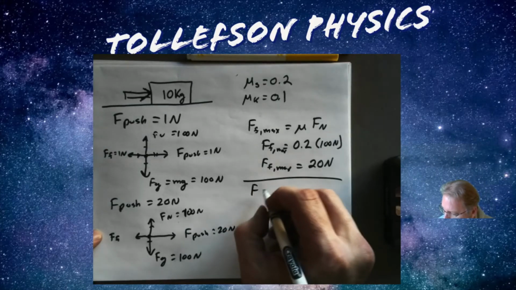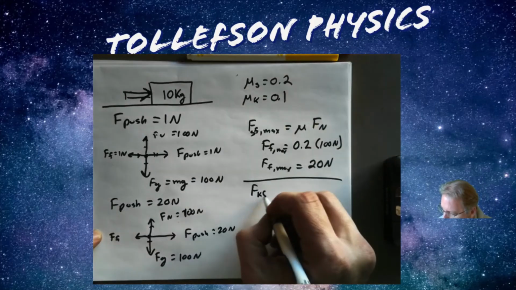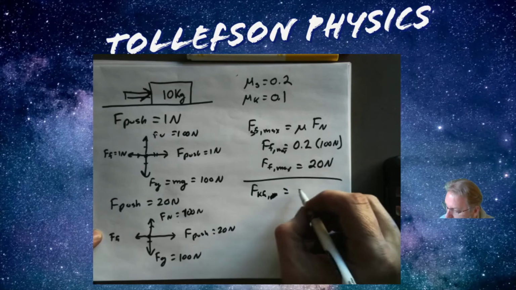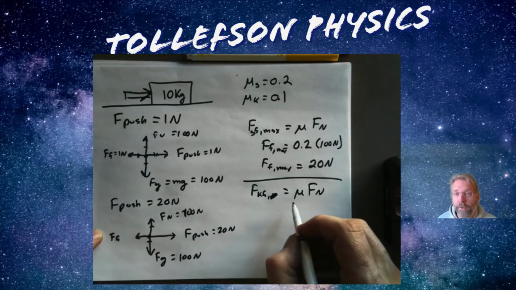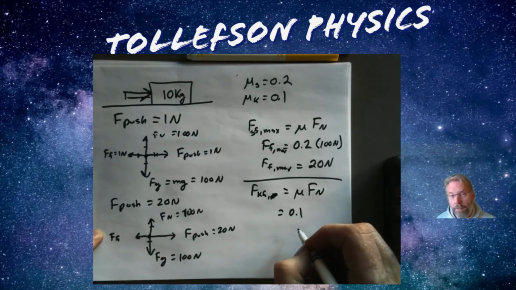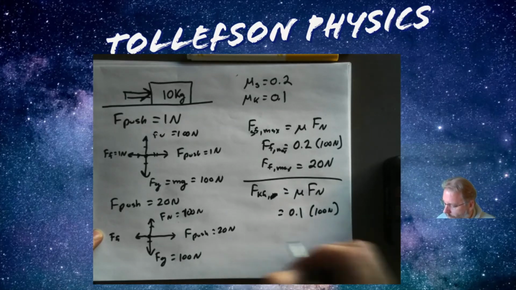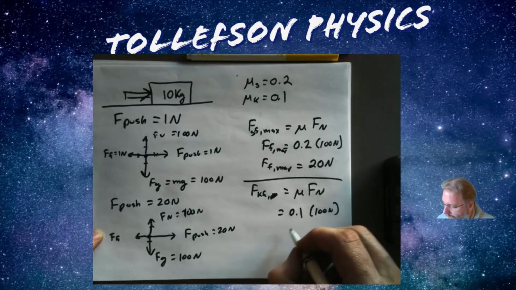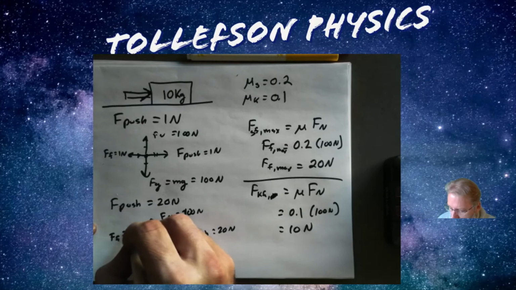So let's calculate now that it is kinetic. I'm going to use the kinetic force of friction. It's still the same equation: the coefficient of friction times the normal force. But now the coefficient of friction dropped. It's 0.1. The normal force didn't change, and so 100 times 0.1 equals 10 newtons. So now my force of friction is 10 newtons.